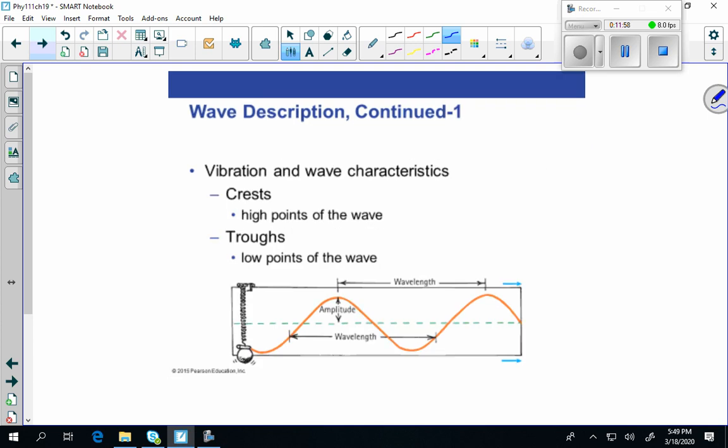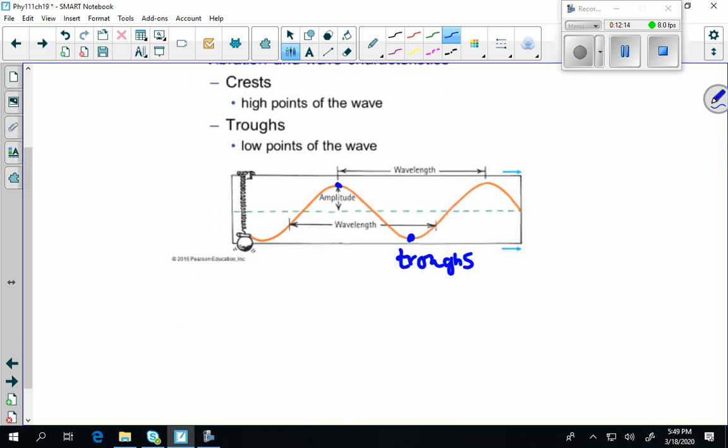So we call these high points on the wave, amplitude up from that midpoint, the crests. The low points on the wave, we call those the troughs. Crests and troughs, again, we went through this just a second ago, but crests and troughs are the same distance from that midline.